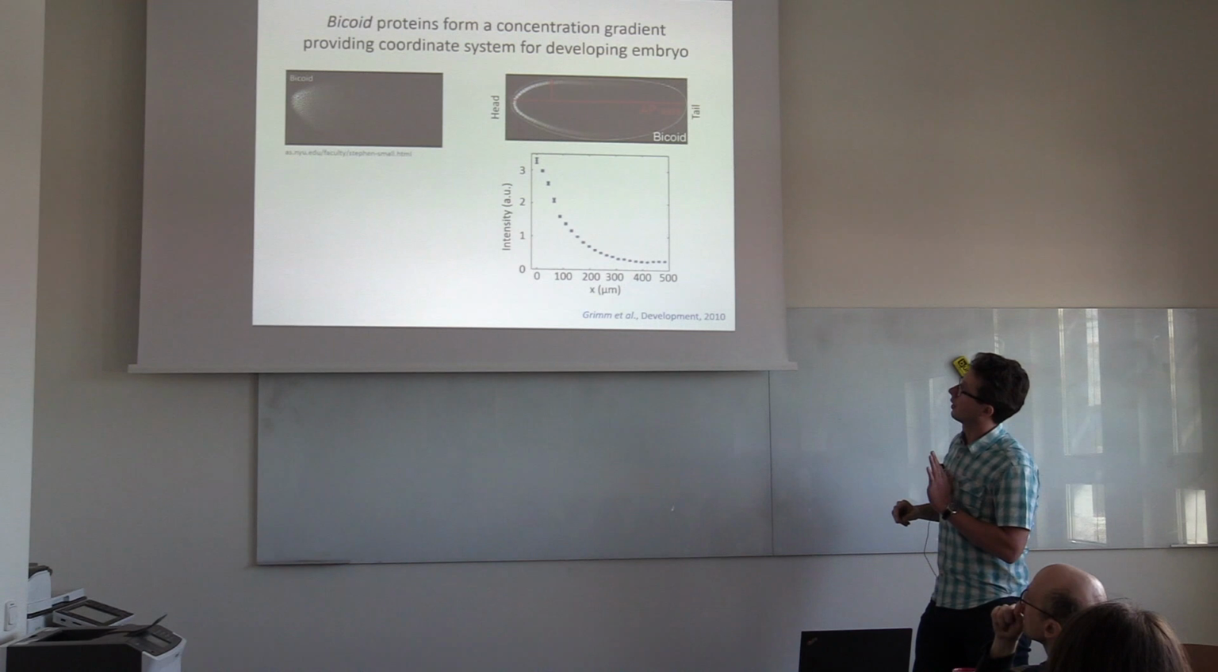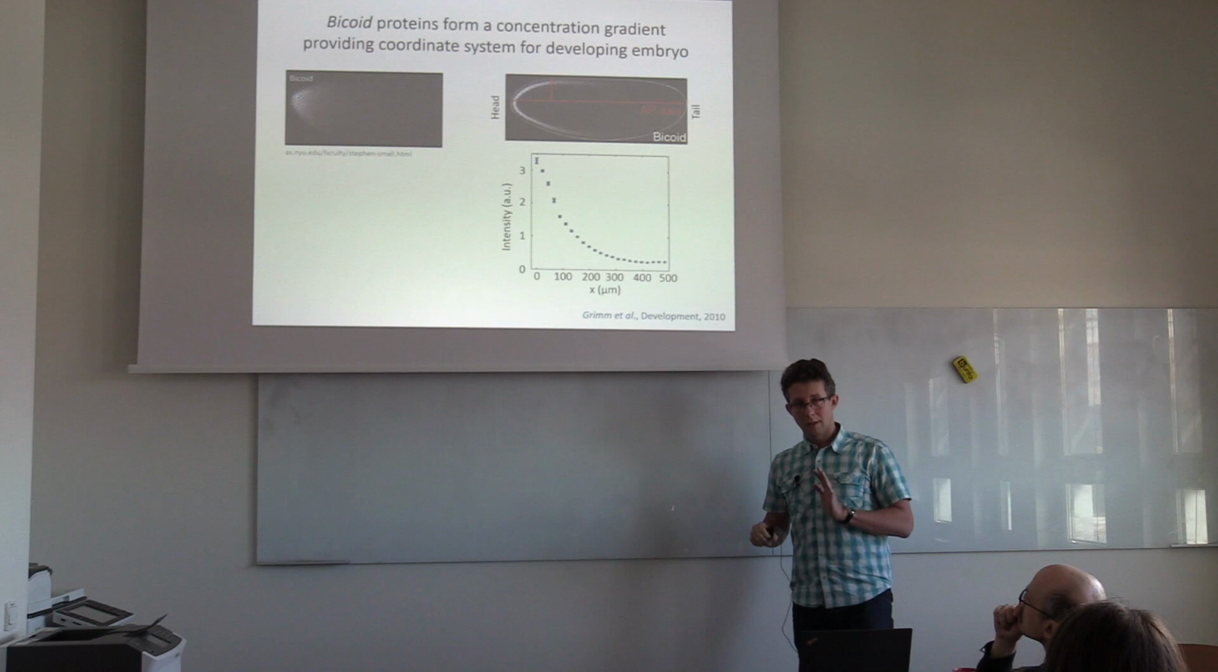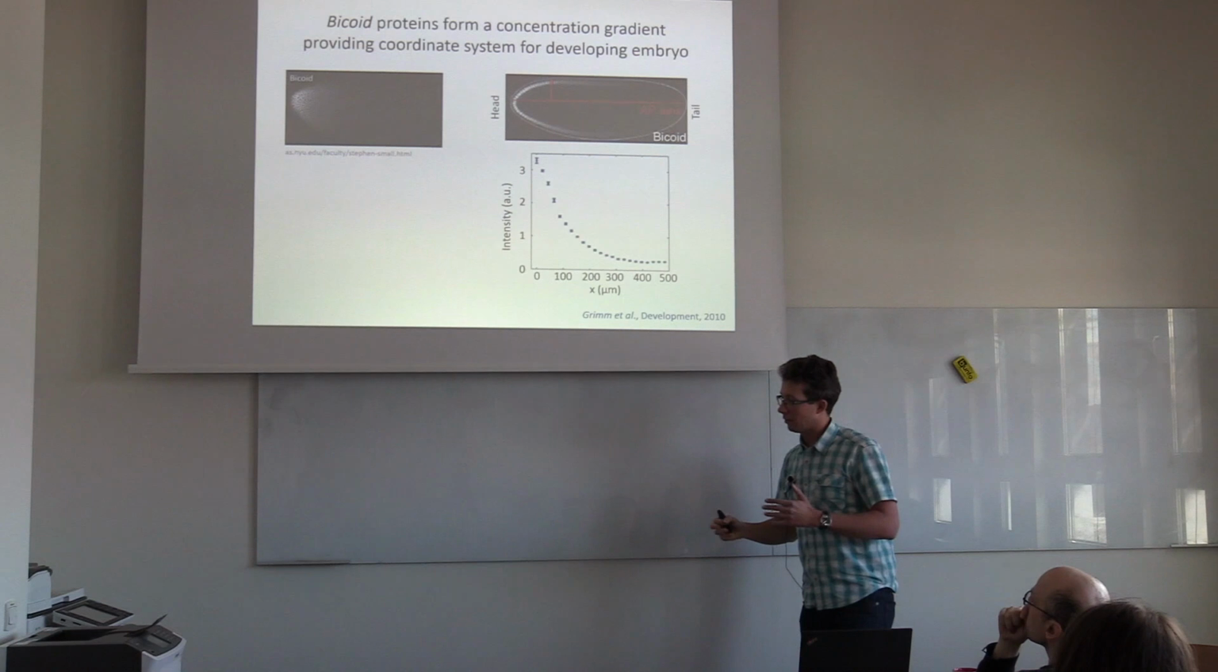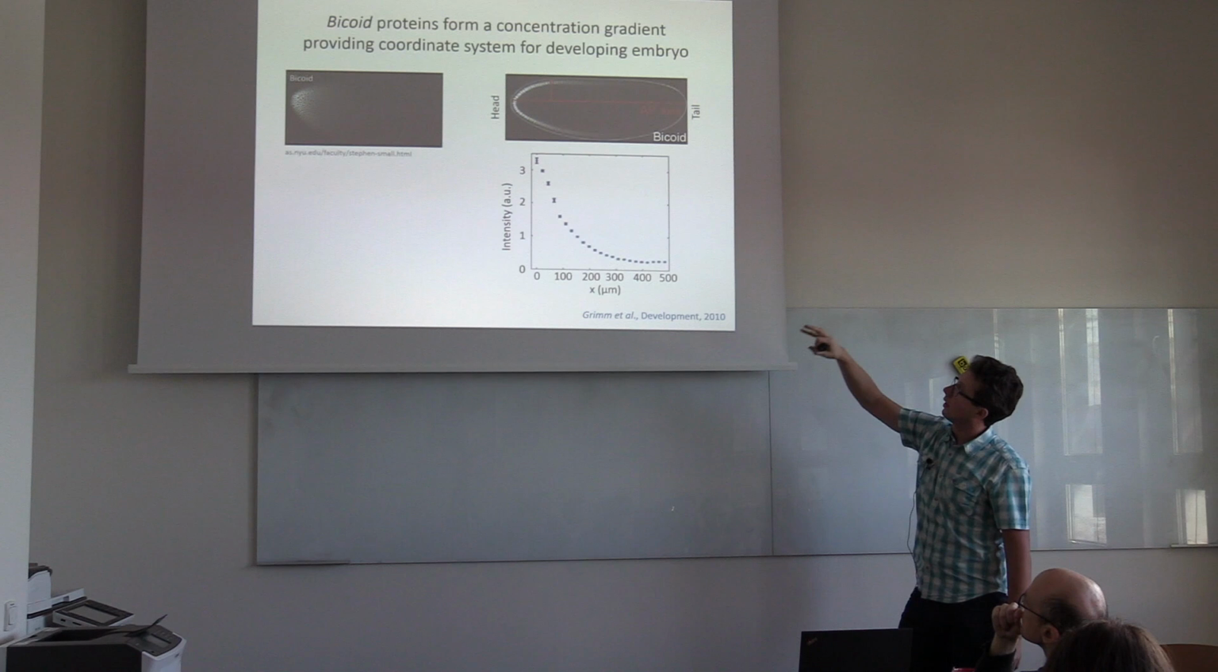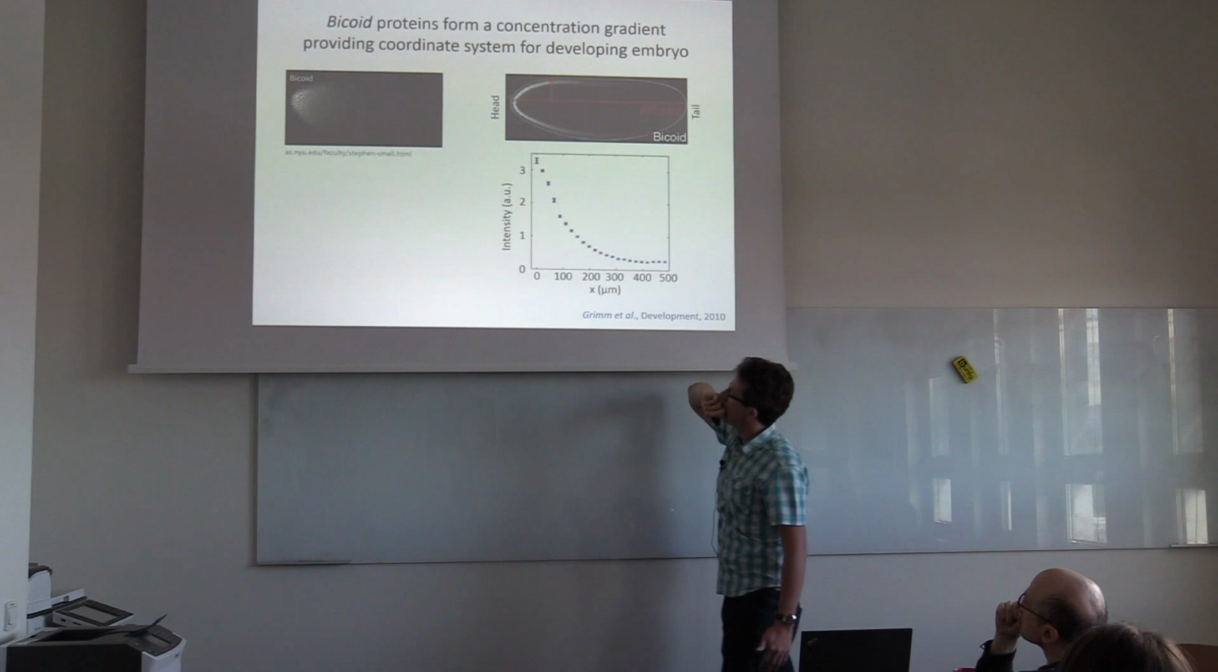And what one can do next is to quantify this signal by taking the slice through this embryo. So it's not an actual slice, but with confocal microscopy, one can just select one plane and then measure the fluorescent intensity along the anterior-posterior axis, so the head-to-tail axis. And this fluorescent intensity is shown here. And now cells that read this gradient have access to positional information.